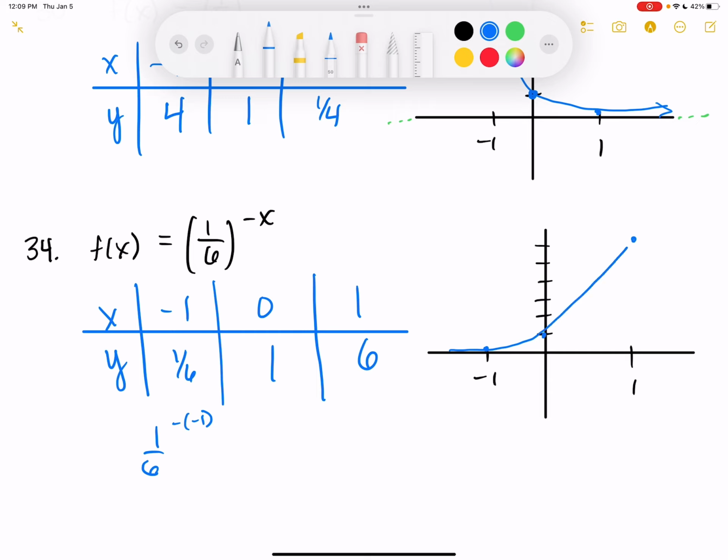Mm-hmm. My mom's coming up here today. Why? Because I need her to sign something.